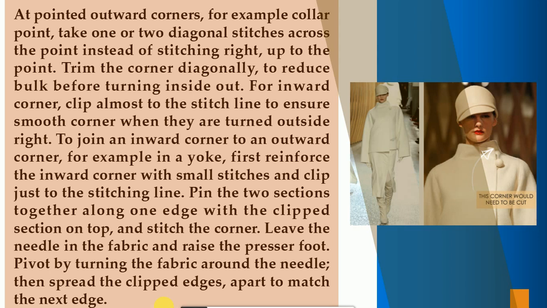To join an inward corner to an outward corner, for example in a yoke, first reinforce the inward corner with small stitches and clip just to the stitching line. Pin the two sections together along one edge with the clipped section on top, and stitch to the corner. Leave the needle in the fabric and raise the presser foot. Pivot by turning the fabric around the needle, then spread the clipped edges apart to match the next edge.